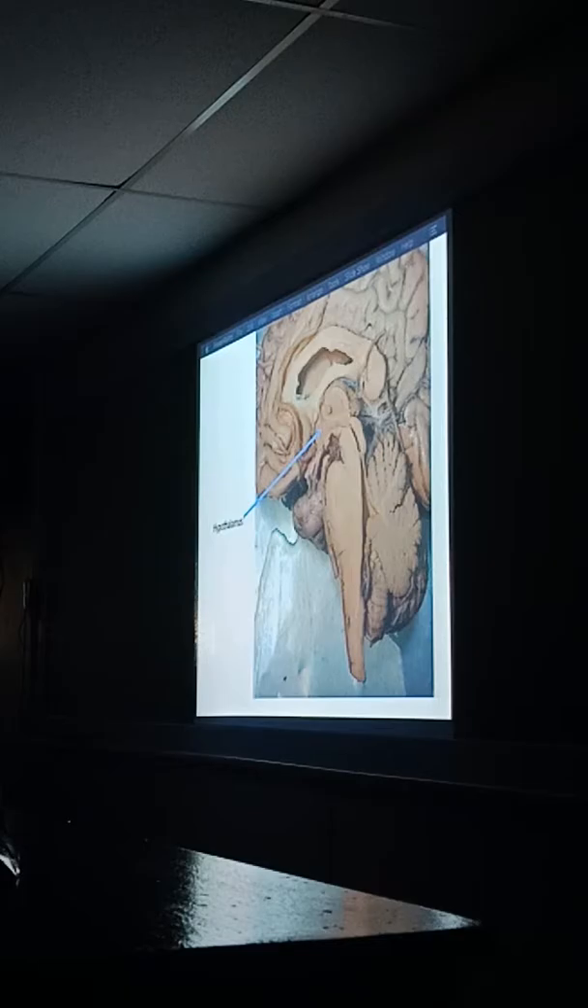hypothalamus. So the hypothalamus serves as a gateway between the nervous system and the endocrine system. You have four subdivisions of the hypothalamus, which you will learn later during your lecture. What are the important structures of the hypothalamus? You have the optic chiasm and the mammillary body of the hypothalamus.